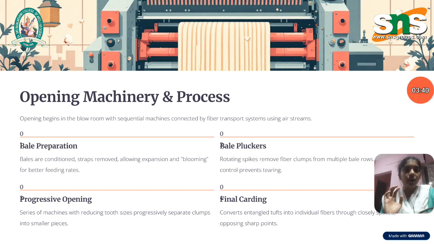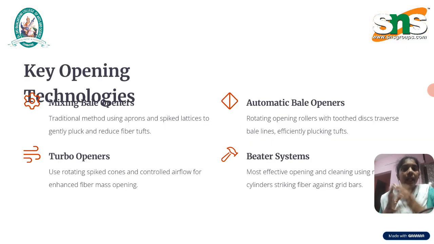Next is about key opening technologies. What bale opening technologies are there? How can we open them? Mixing the fabric openings: we can mix by hand, that is the first method. Next is automatic bale openers. The automatic bale opener is a fully automated machine. How can we open those things? How can we form the bales into different proper forms?